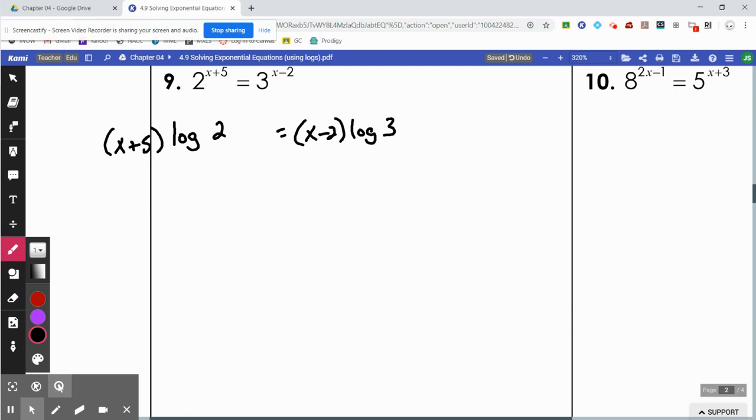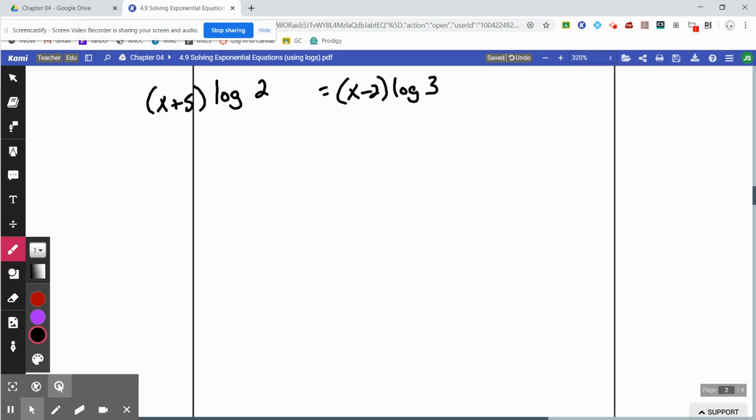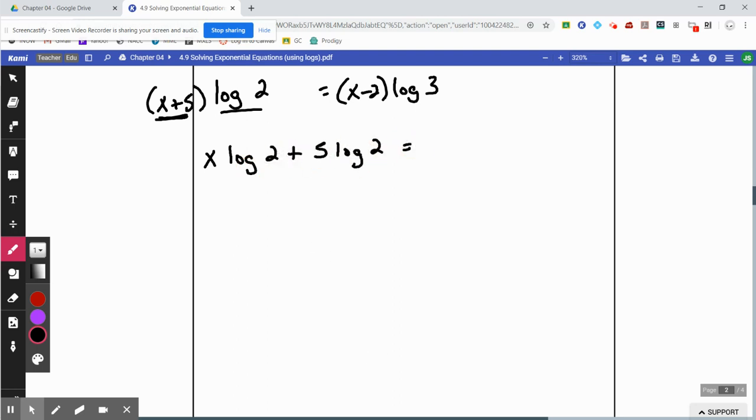And from here on out, it's a little bit tricky. So here's what I'm going to do. I want to write these in exact form just to give you a little bit of extra practice with some stuff here. We're going to take this and distribute it. We're going to do x times log of 2 and 5 times log of 2. That'll be x times log of 2, plus 5 times log of 2, equals, same thing on the other side, x times log of 3, minus 2 times log of 3. Okay, now here's the problem.